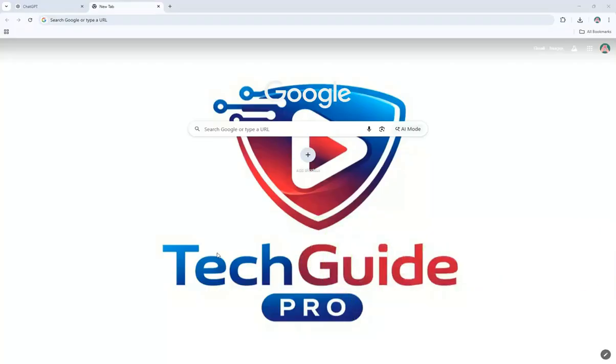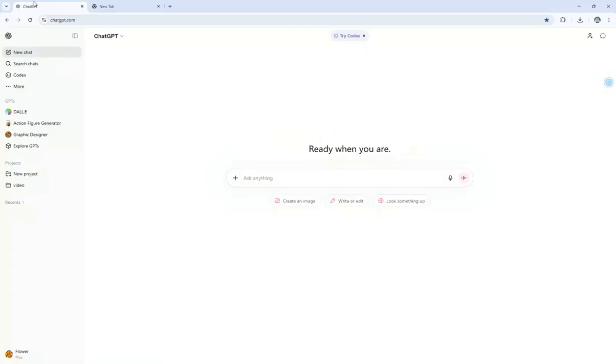First, open your web browser and go to the ChatGPT website. Once you're there, log in to your account. If you don't have an account yet, you'll need to create one. After logging in, you'll see the main ChatGPT interface where you can start a new chat.